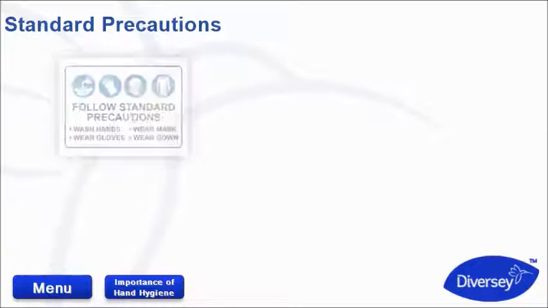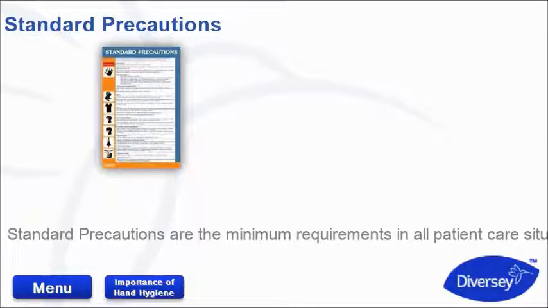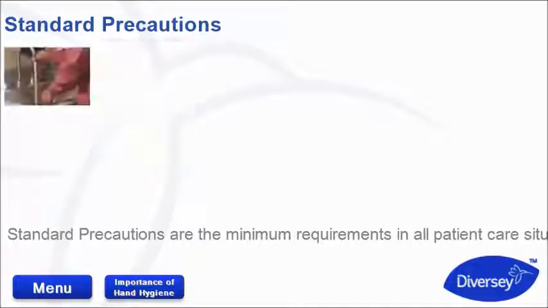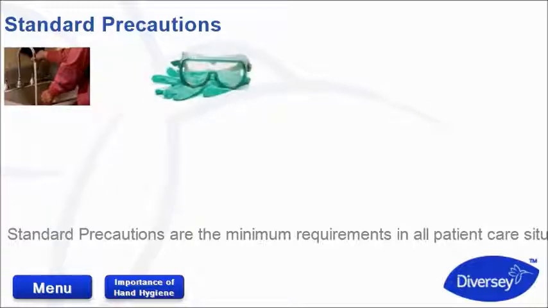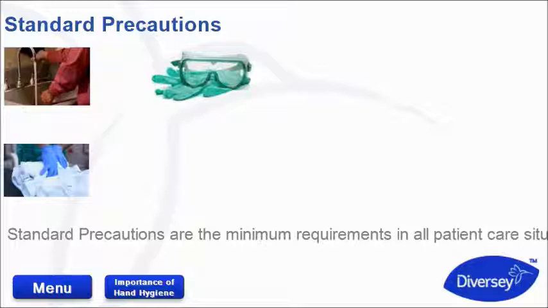Standard precautions are the minimum infection prevention practices that apply in all settings where patient care is delivered. These practices are designed to protect you and your co-workers and prevent the spread of infection among patients. Standard precautions include hand hygiene, use of personal protective equipment, safe handling of potentially contaminated equipment or surfaces in the patient care environment, and respiratory hygiene and cough etiquette.